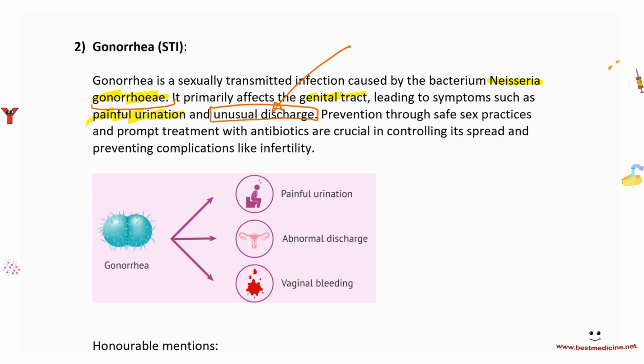So how can we prevent gonorrhea? Well, obviously, just like we prevented HIV, through safe sex practices, right? And of course, prompt treatment with antibiotics is crucial in controlling its spread. It can easily spread to other organs. For example, it can go from the vagina to the uterus in females, which can lead to infertility. So to be able to prevent this, you want to very quickly and thoroughly treat this.